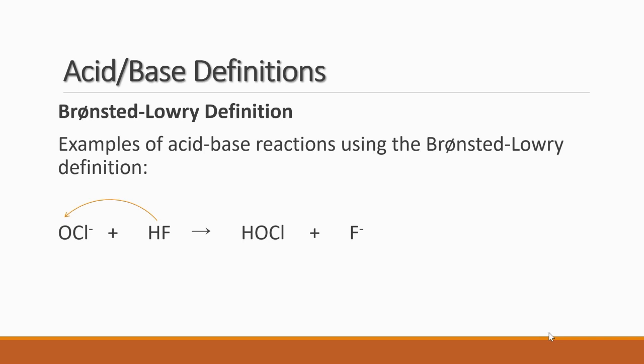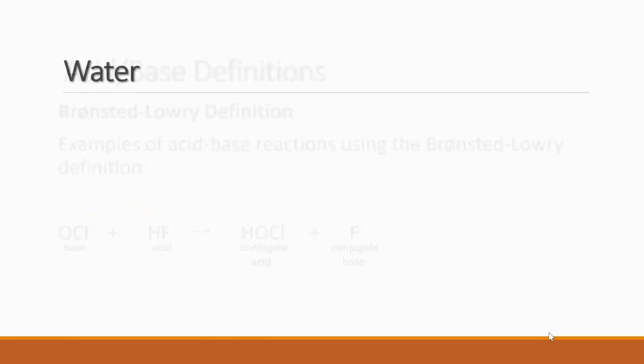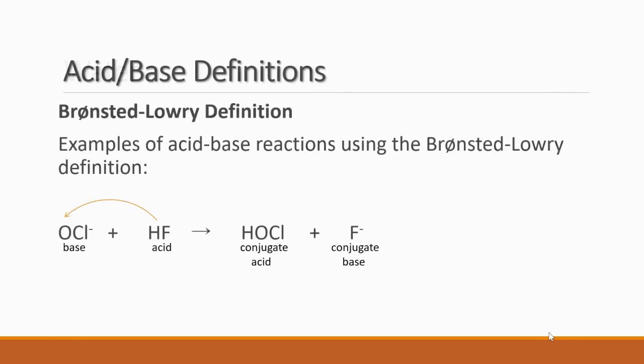So OCl minus becomes the conjugate acid because it gained that hydrogen. The base becomes the conjugate acid. And then the acid, HF, becomes the conjugate base. So what are the conjugate pairs? OCl minus and HOCl are a conjugate pair, and HF and F minus are a conjugate pair.